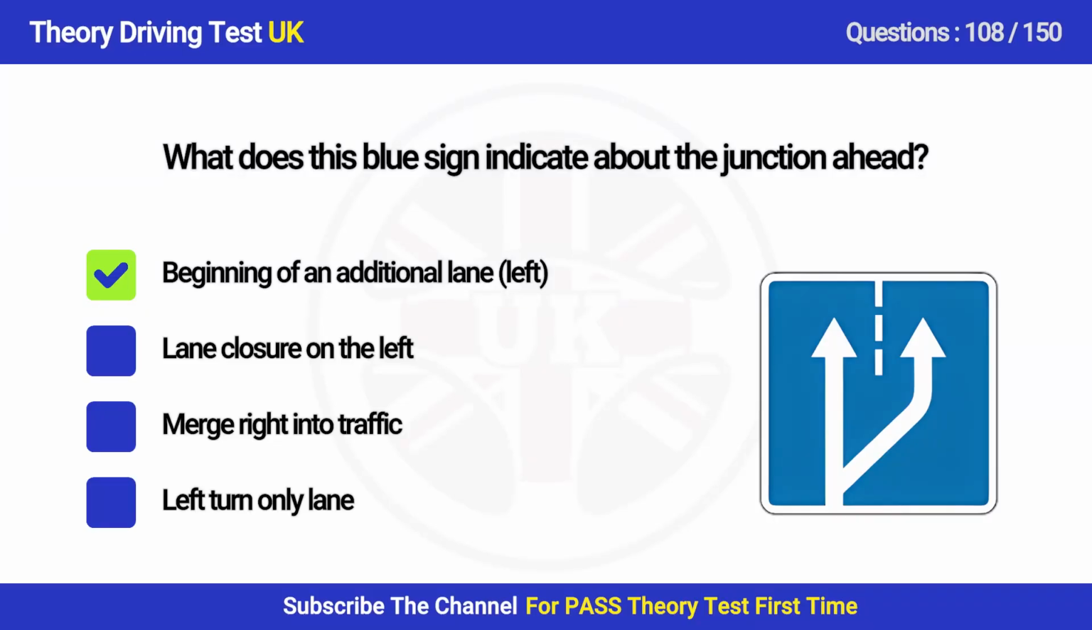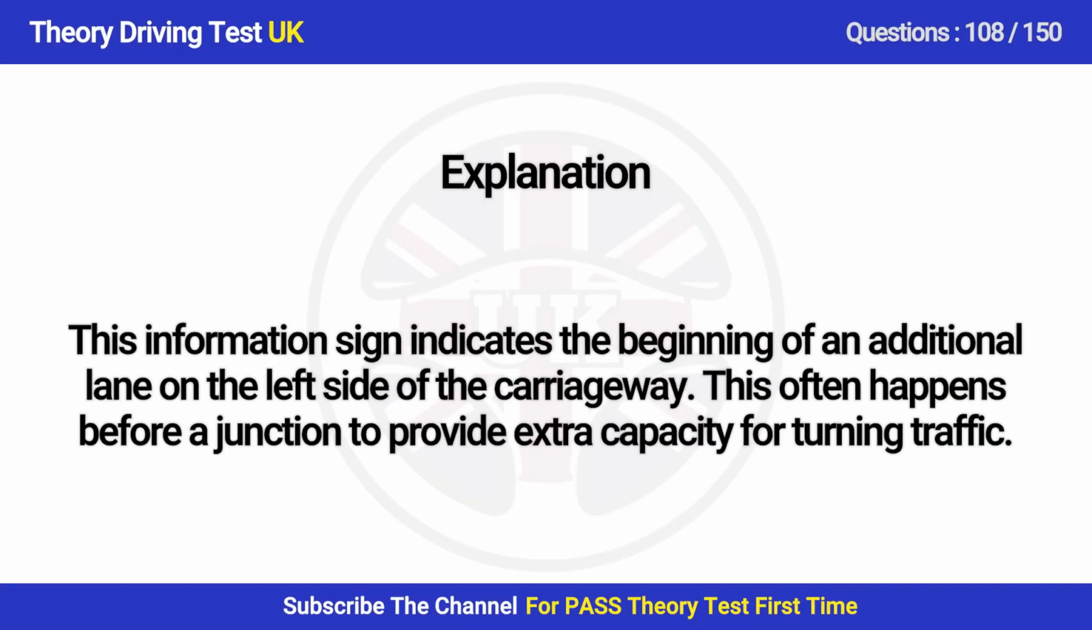Answer is A. Beginning of an additional lane left. This information sign indicates the beginning of an additional lane on the left side of the carriageway. This often happens before a junction to provide extra capacity for turning traffic.